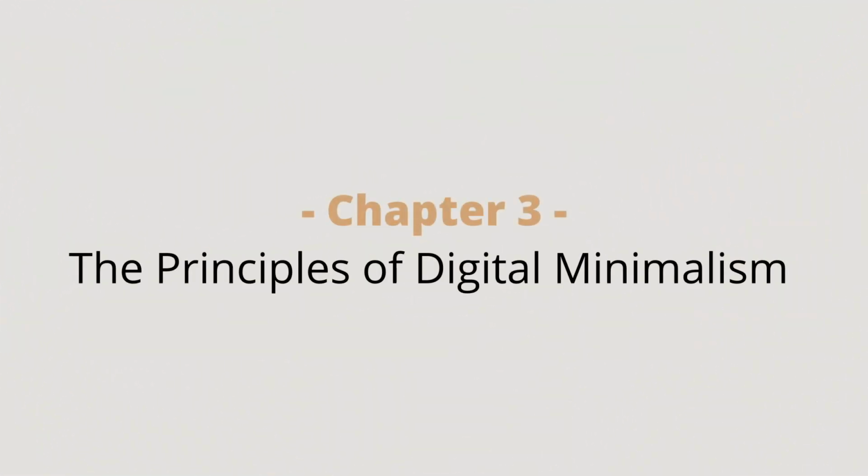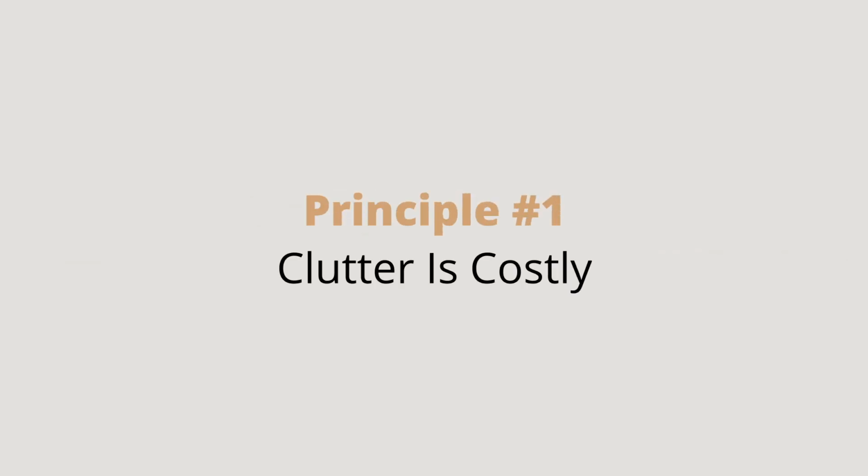In the book, Cal offers us 3 principles of digital minimalism. Principle number 1, clutter is costly. This principle covers what we just said earlier, in the sense that digital minimalists recognize that cluttering their time with too many devices, too many apps, and too many services creates a negative cost that swamps all the small benefits that are provided to us from each individual item.